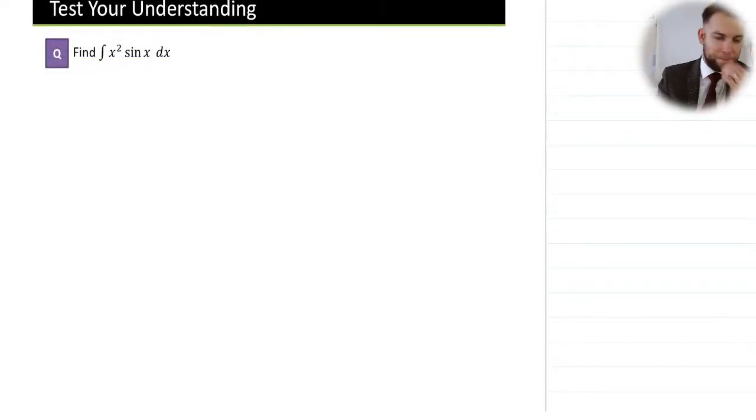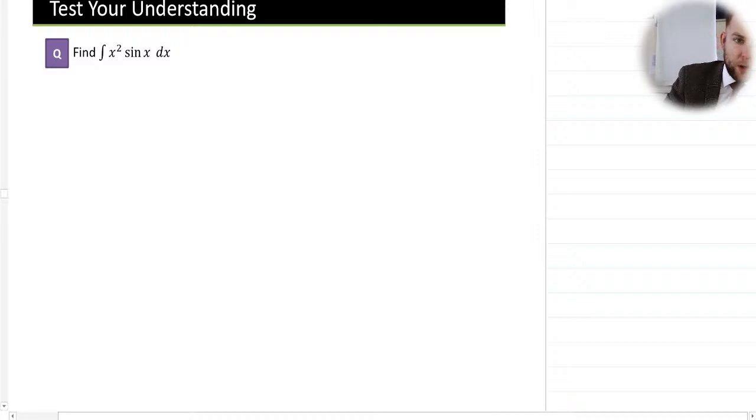I'm going to go through it then. So I'm going to set u as equal to x squared, and I'm going to set dv by dx equal to sine of x. So just over here, sine, cos, minus cos.